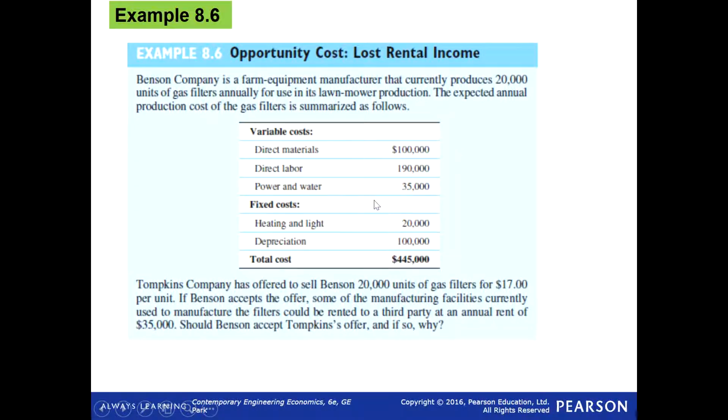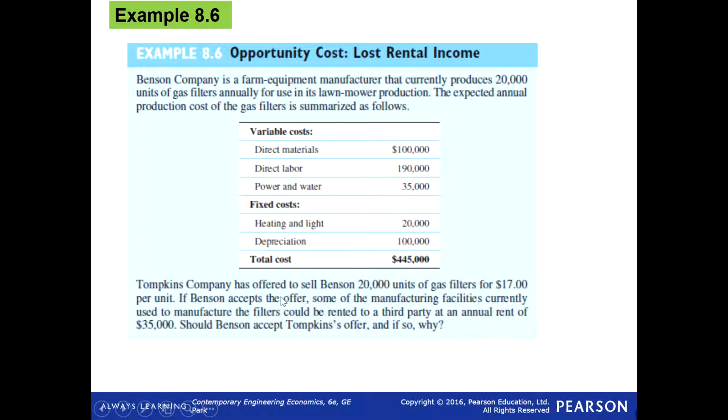Material, labor, power and utilities, these are all variable costs. It's given in the question. These costs are based on 20,000 units. Fixed costs are heating and light and depreciation. This is a fixed cost. Okay, so this is fixed, and these are the variable costs.